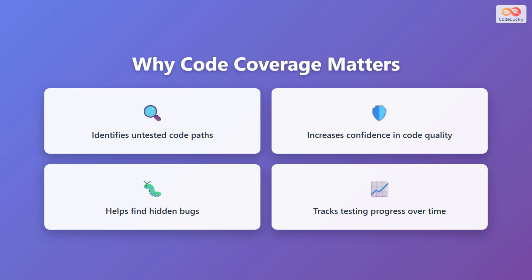Code coverage is valuable for several important reasons. First, it identifies untested code paths, showing you exactly where your testing has gaps. Second, it increases confidence in your code quality because you know more of your code has been verified. Third, it helps find hidden bugs that might be lurking in code paths you haven't tested yet. And fourth, it allows you to track testing progress over time, so you can see if your test coverage is improving or declining as your project evolves.